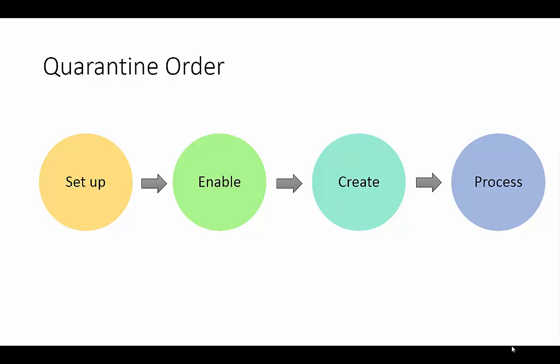There is a setting in the item model group which triggers the quarantine order creation on processing production receipt, for example on registering the product. Quarantine order can be created manually as well.